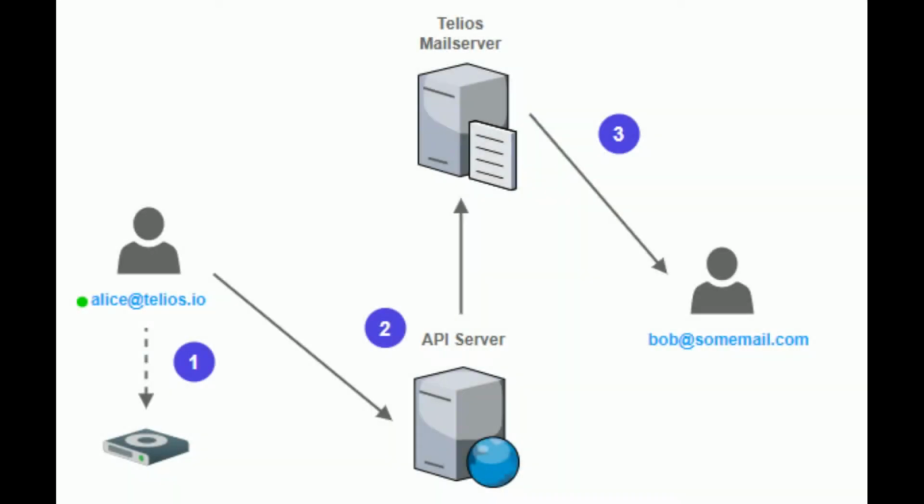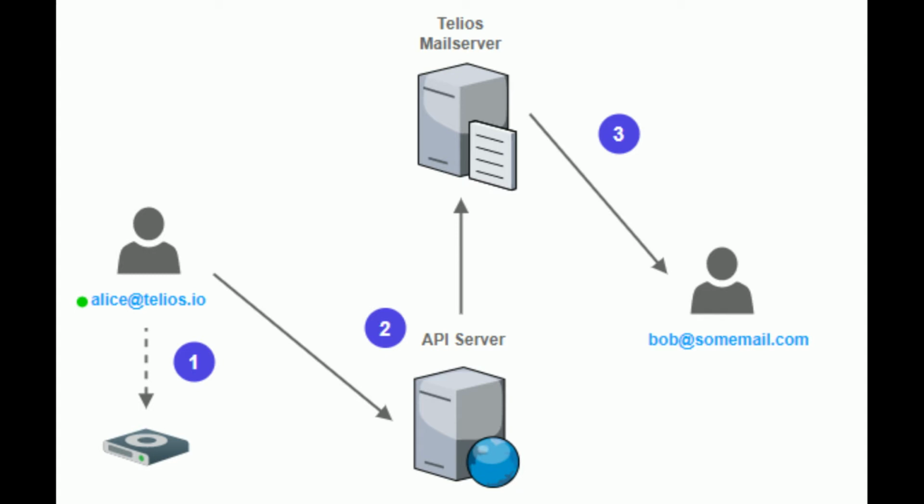And in the final scenario, Alice, who does have a Telios.io mailbox, wants to send an email externally to Bob, who does not. So Alice encrypts her email and stores it on her drive. She then sends a plain text email to the API server. The mail server delivers Bob's message via SMTP to his external mailbox.